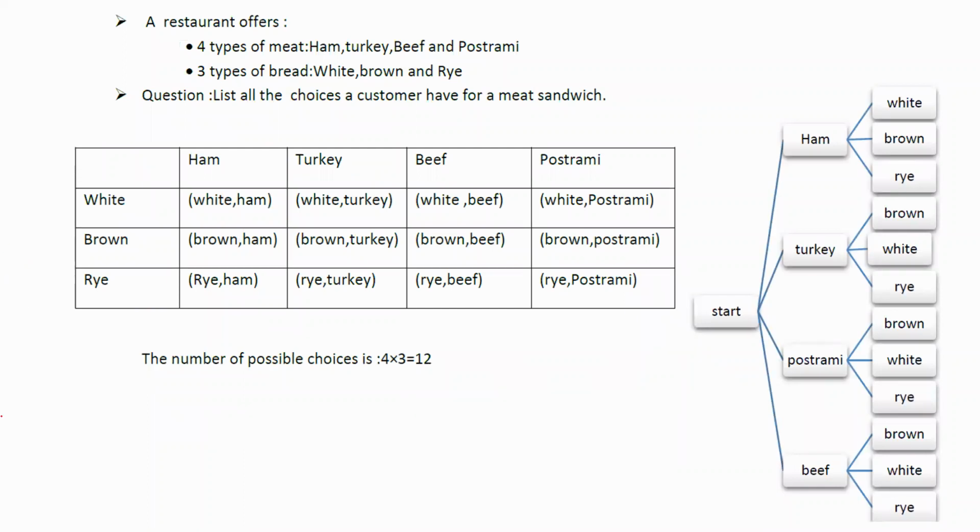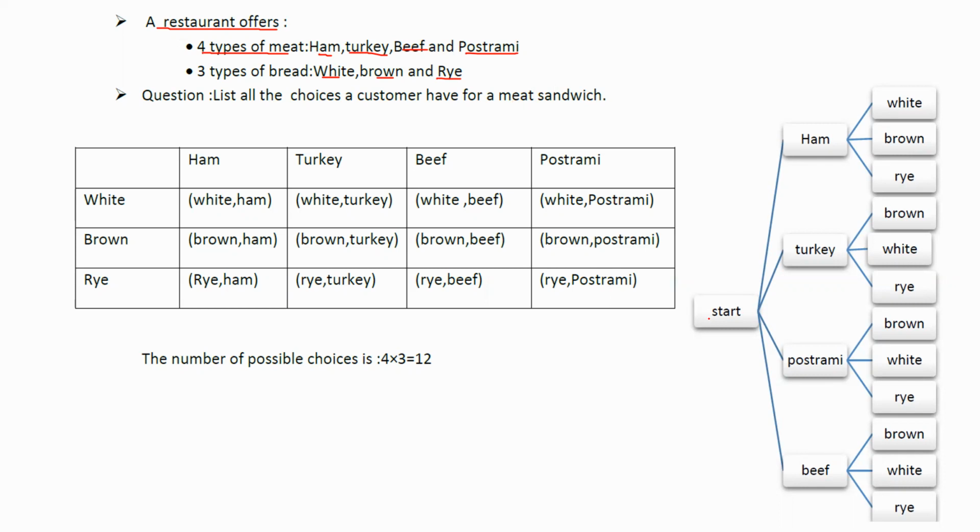Okay. Another example: a restaurant offers 4 types of meat: ham, turkey, surely you don't eat this one, beef, and 3 types of bread: white, brown, and dry. Question: list all the choices that a customer has for a meal. How to list all the types?